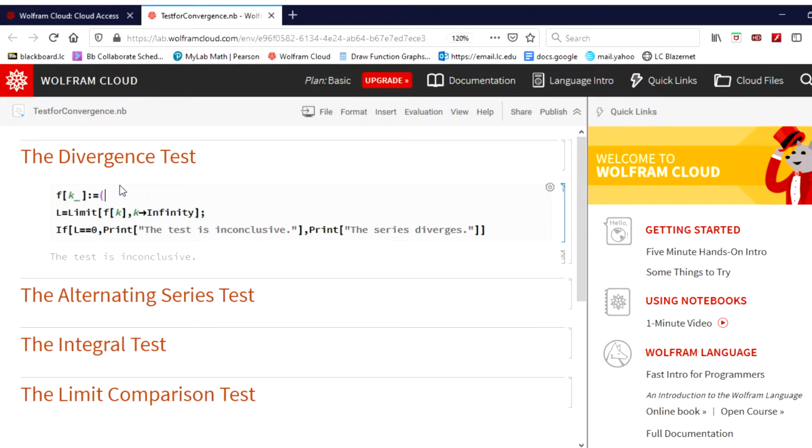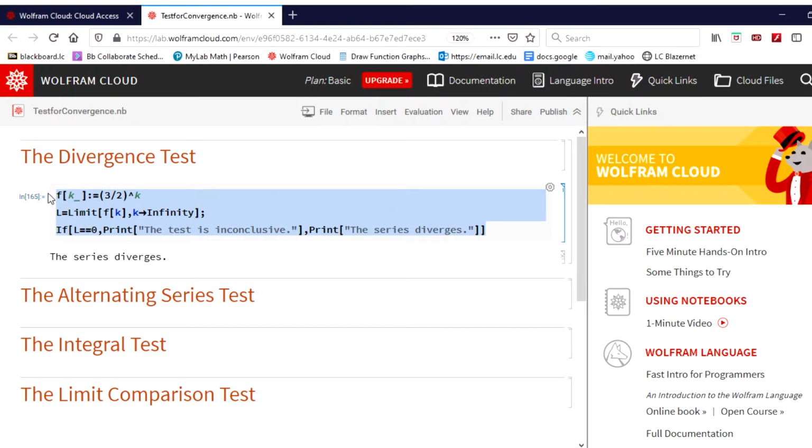But if I was to have, for instance, the geometric series given by 3/2 raised to the kth power, where here the absolute value of r, 3/2, is greater than 1, this is a divergent series. And if we run this test, it tells us that. This test does tell us that we have here a divergent series. All right, folks, that is the program we have here for the divergence test.